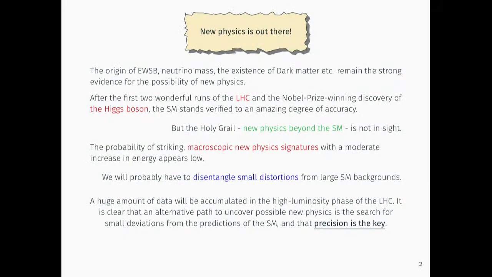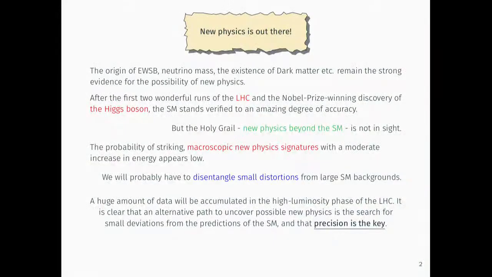Even if the new physics is out there, we know that to find it, we need to look for really small distortions from large standard model backgrounds. So it's hiding under these standard model backgrounds. That means we need to be very precise. Whatever we are measuring, we have to measure more precisely. Whatever we are computing, we have to compute more precisely. And probably there, in the large distortion, we can find a small hint of BSM physics.